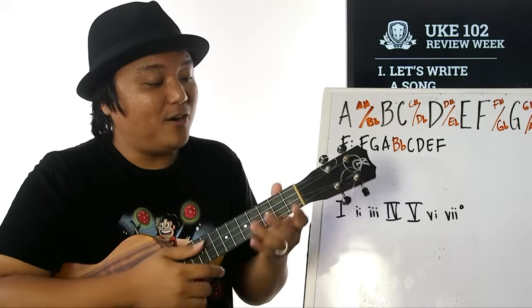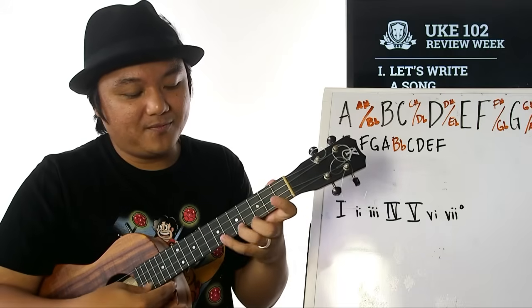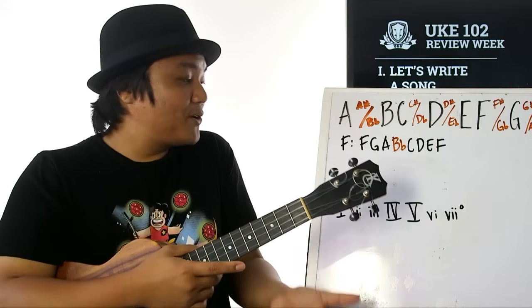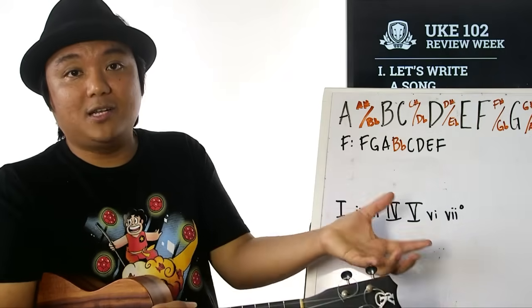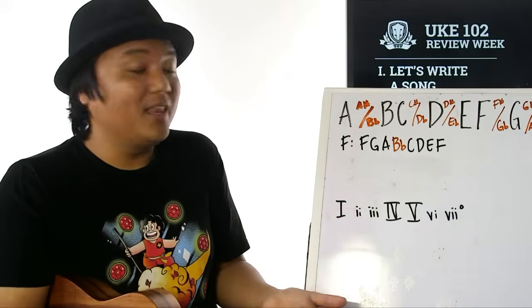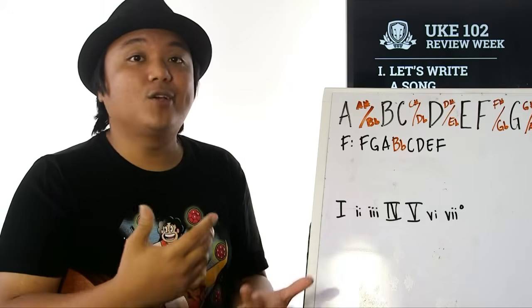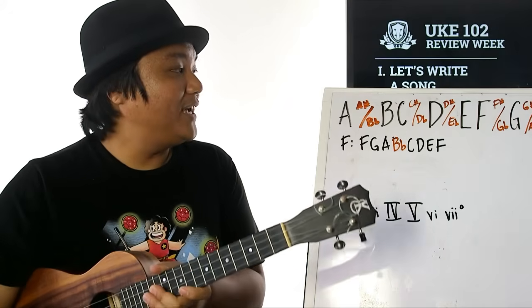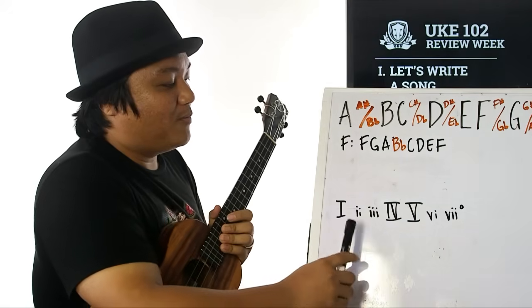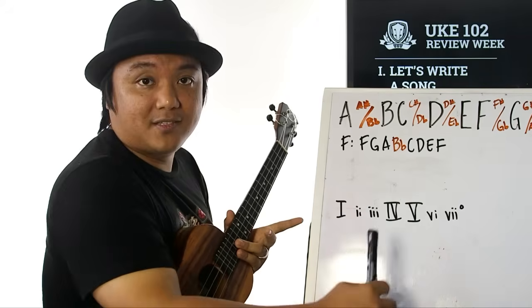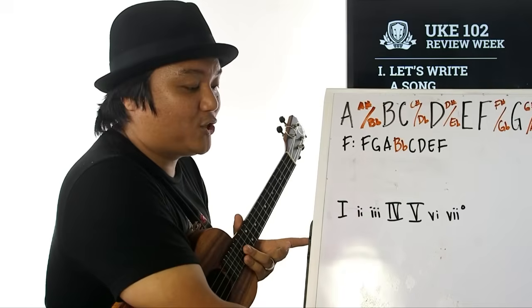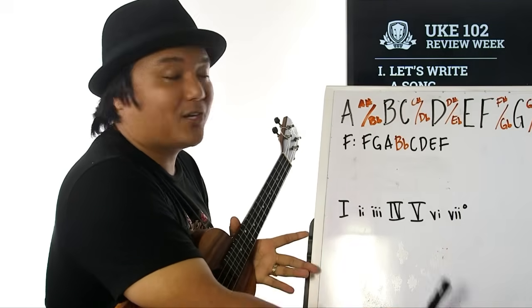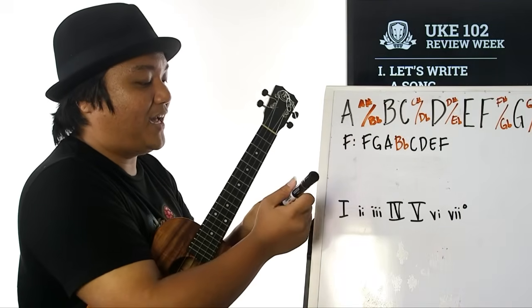Okay, so now that we know what notes to play, we will try to familiarize ourselves with the chords that are available to us. We learned in recent weeks how to figure out what chords sound good in that key. So in the key of F, 1, 4, 5, and this is the same with all major keys, are going to be major chords. 2, 3, 6 are going to be minor chords, and 7 is going to be a diminished.